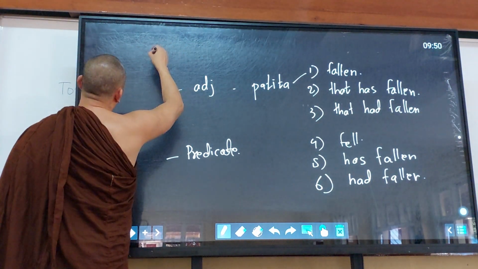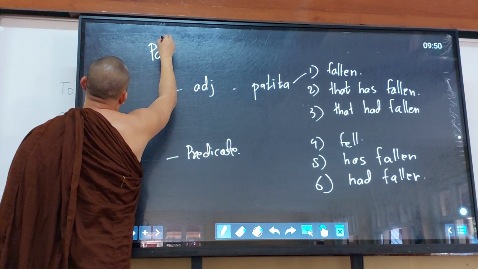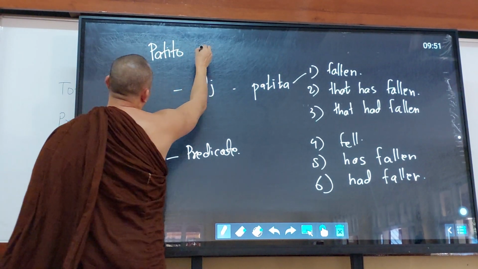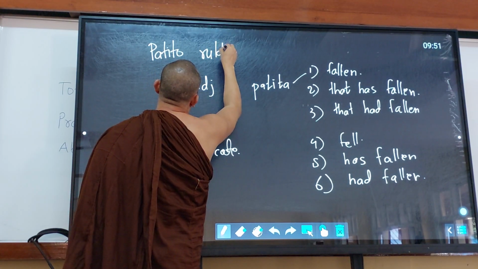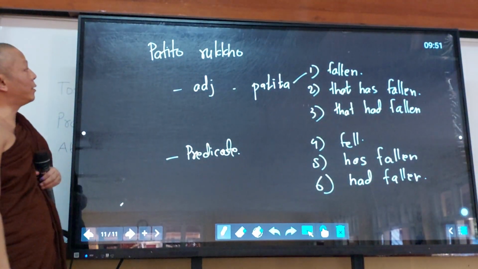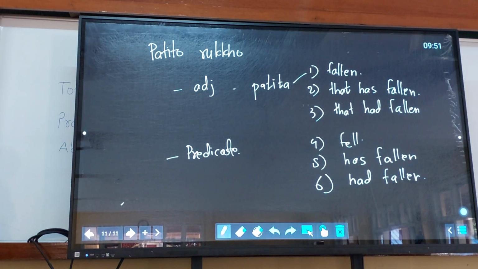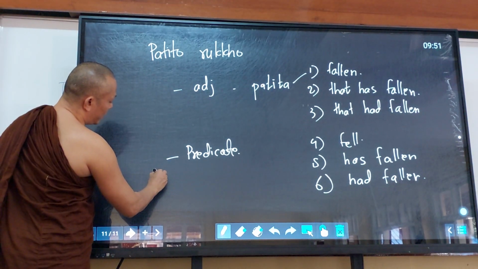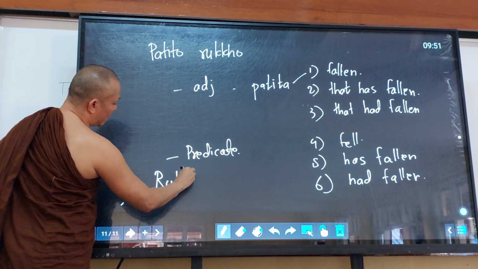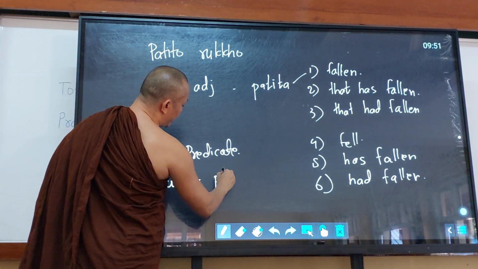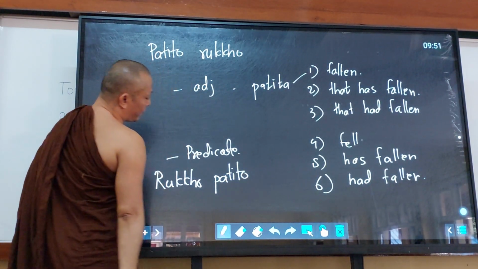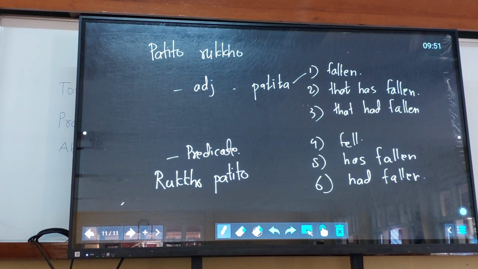So badito rukkho, even in Pali, is already a fallen tree, or a tree that has fallen, or a tree that had fallen. And also as a predicate, rukkho badito: a tree fell down, or a tree has fallen, or a tree had fallen. So in this way it can be understood. That is the way of using that past participle.